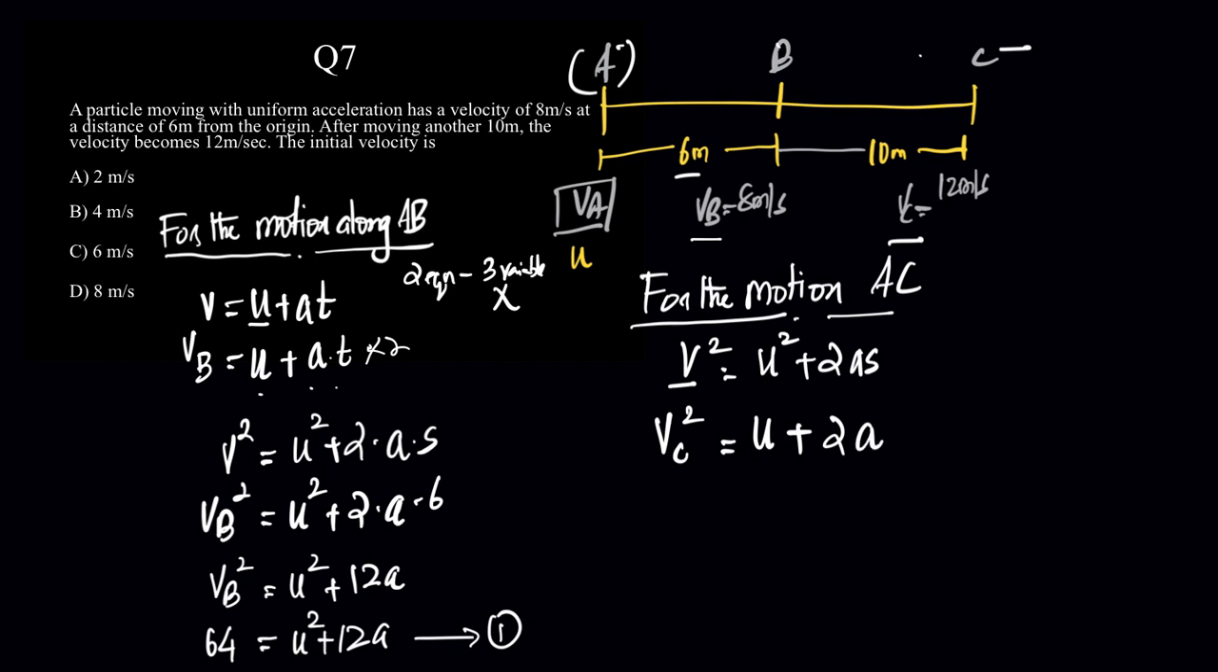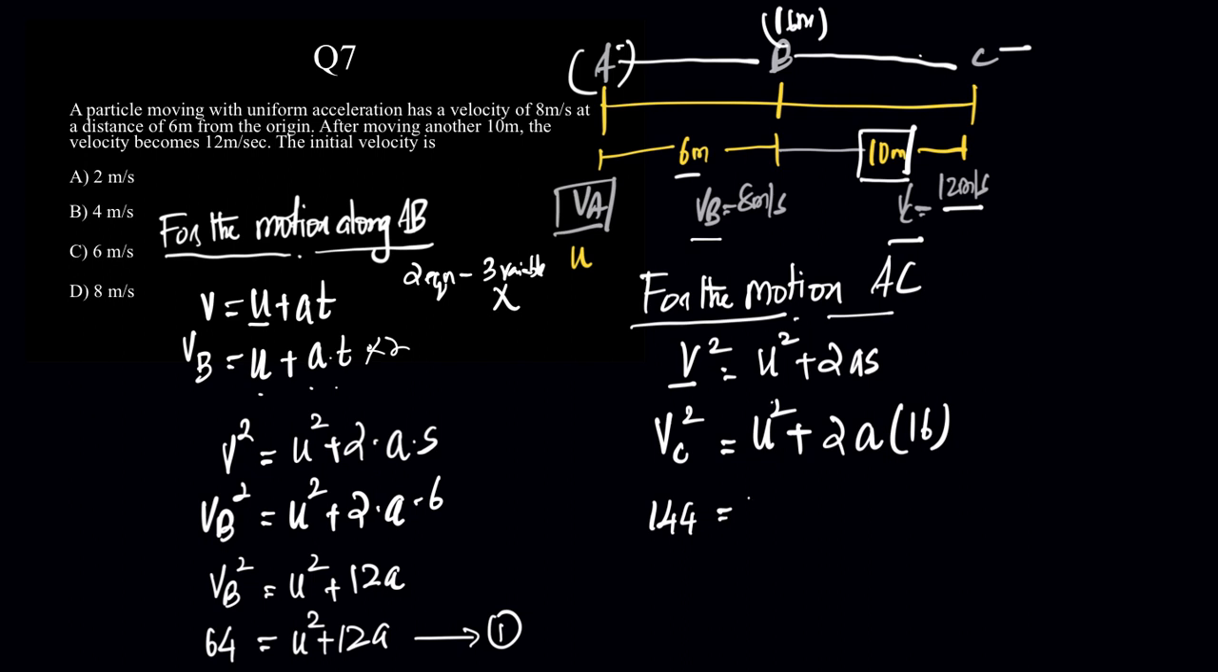What is the distance covered? The distance covered is 10 meter, isn't it? No, the distance covered is not 10 meters because we're talking about the entire distance AC. So the entire distance AC is AB plus BC, which is basically 10 plus 6, which is 16 meters. In which case, this is into 16. What is VC? Velocity at C is 12. So 12 square is 144. So here 144 is equal to U square plus 16 into 2, which is 32a. So let us mark this as equation number 2.